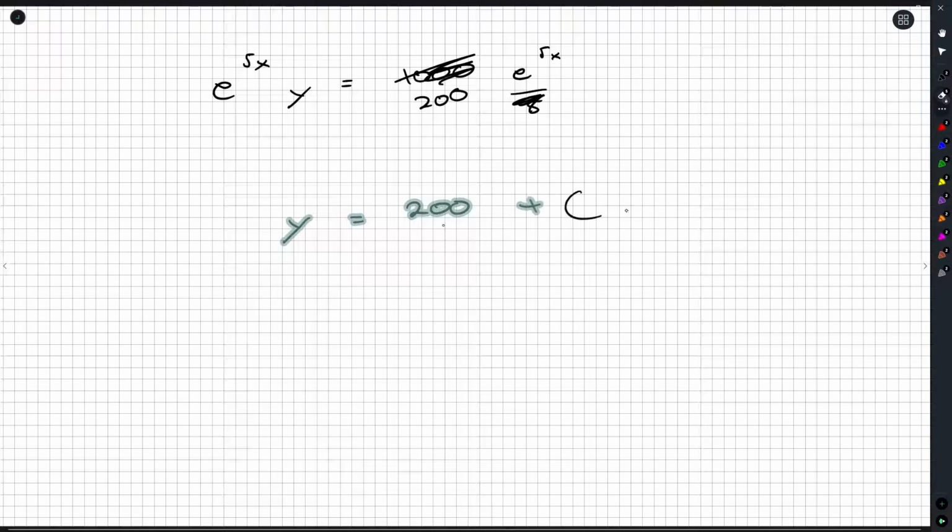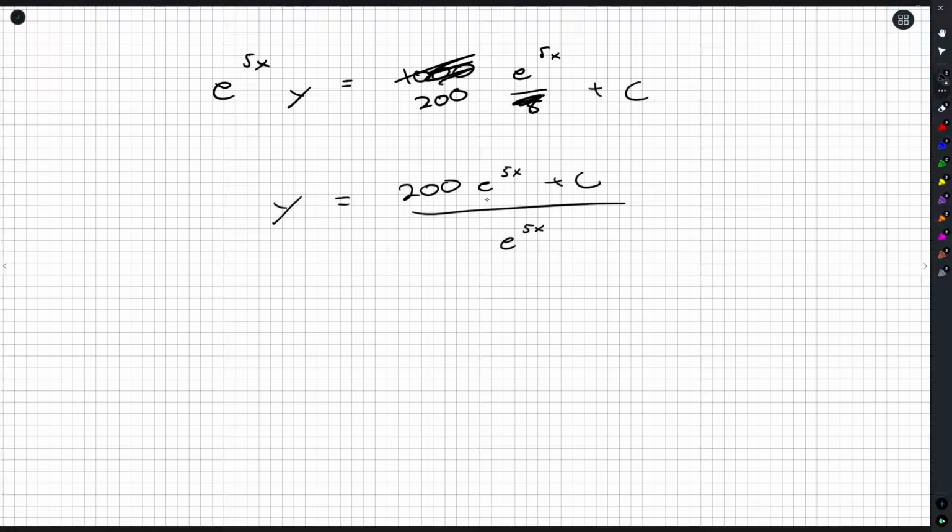So as soon as you are done integrating, you have to add in the plus c. Notice how different it's going to get. So now we're going to divide both sides by e to the 5x. E to the 5x divided by e to the 5x is going to leave you with 200, but don't forget you also have c divided by e to the 5x, which I might rewrite as c e to the minus 5x. So there's our y of x as a general function for a specific value of c.